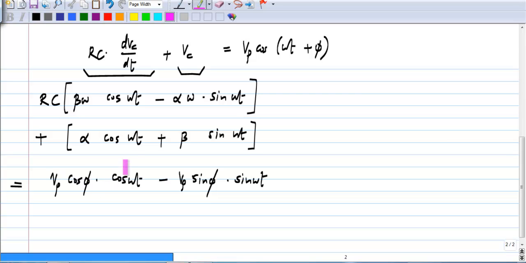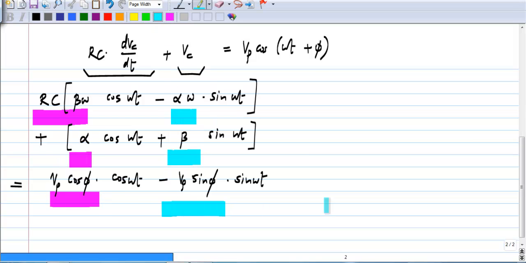Now, you have cos omega t and sin omega t on the right hand side as well as the left hand side. So the cos omega t has to be balanced by cos omega t. Similarly, sin omega t has to be balanced by sin omega t. So we have two equations. This plus that gives you that one. And this plus that gives you that one.